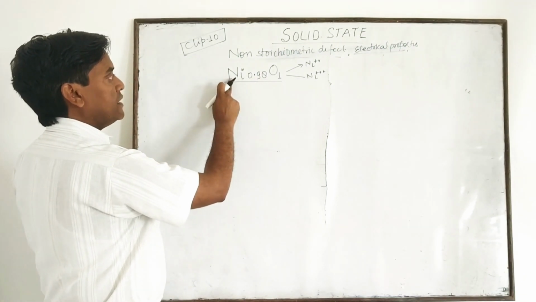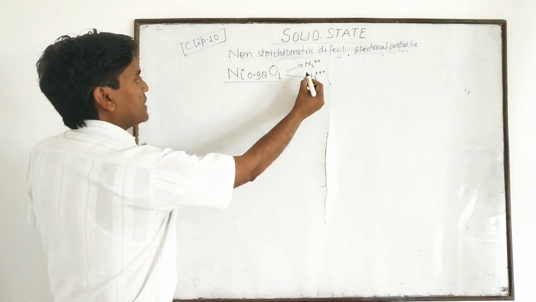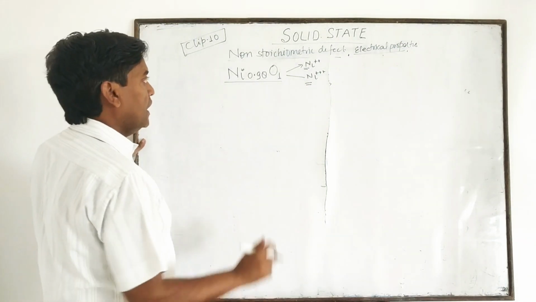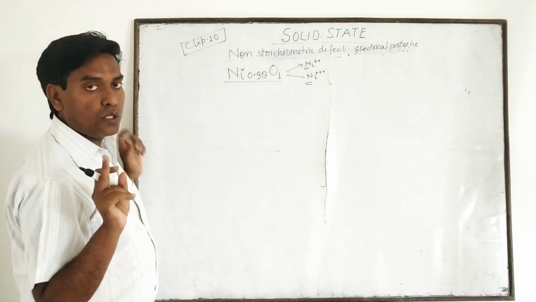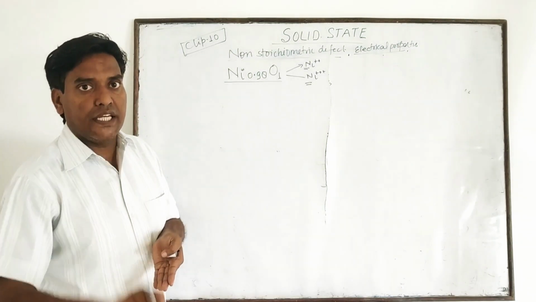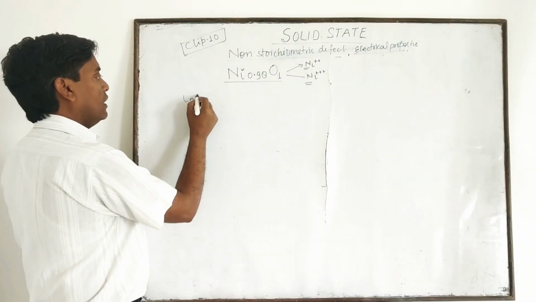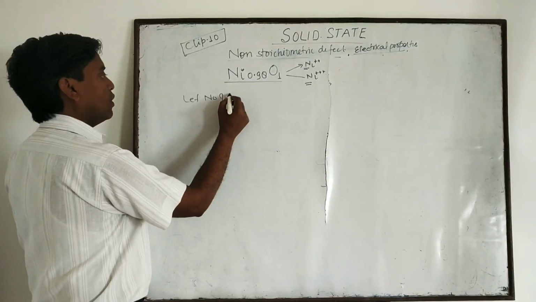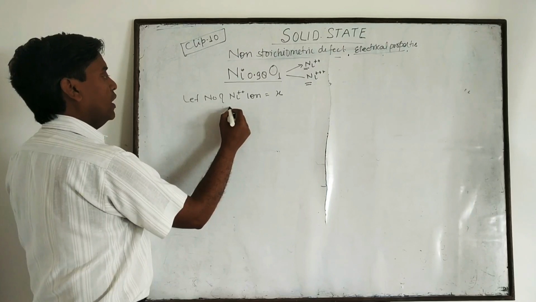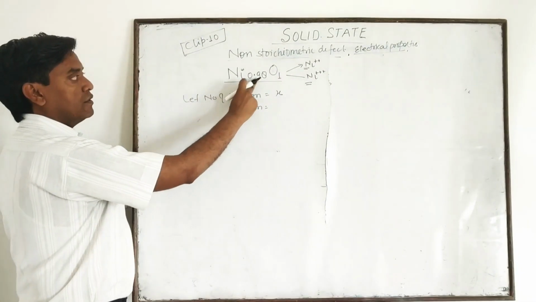And in this Ni0.98, some part exhibits as Ni2+ and another part exhibits as Ni3+. And the whole crystal is neutral. The whole crystal is neutral. It means total positive charge plus total negative charge is equal to 0. Now how do we find it? Simply write down, let the number of Ni2+ ions be x. So the Ni3+ ions, with the total ions, is what?